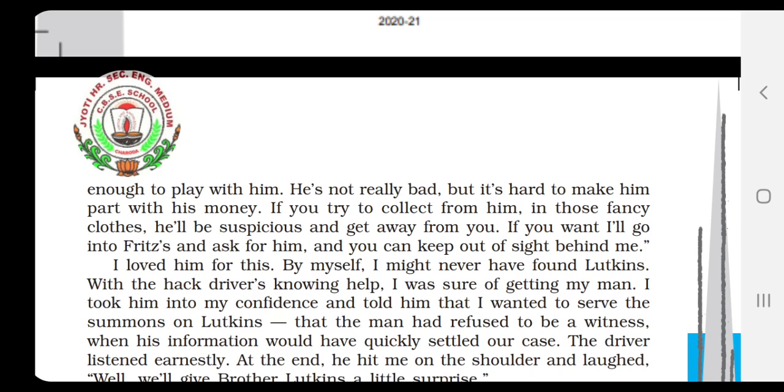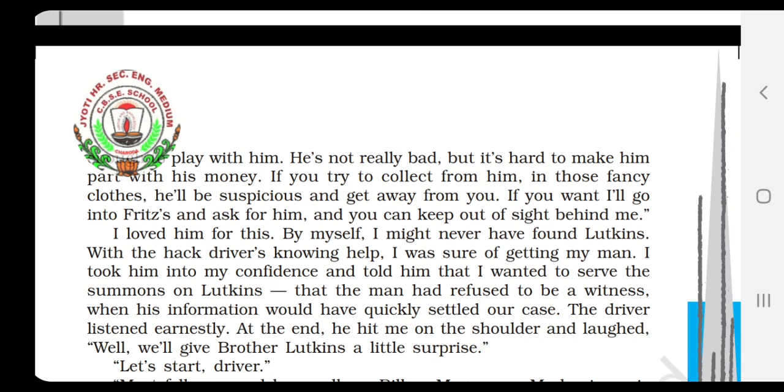Then he will be doubtful and he will get away from that person, thinking, why is this well-dressed person asking money from me? He will doubt that person and run away from there. So if you came to collect the money from him, and he finds you in these good, fine, beautiful clothes, then he will doubt you and run away. So better you don't go in front of him. And if you want, if you say so, then I will go to the Fritz shop and ask for him. In place of you, I will be going there, and you never come in front of him. Just keep yourself hidden somewhere.